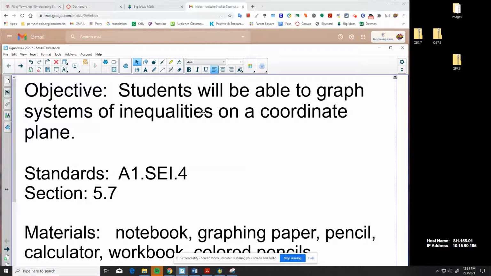So today we're going to cover section 5.7. We're going to graph systems of inequalities on a coordinate plane. So this is the first day of section 5.7.